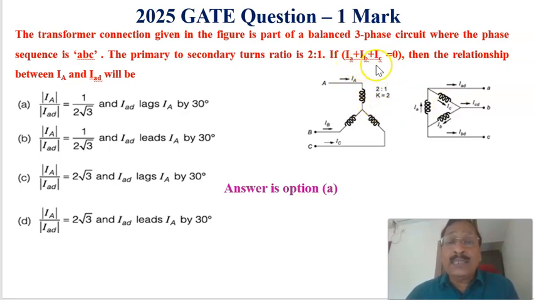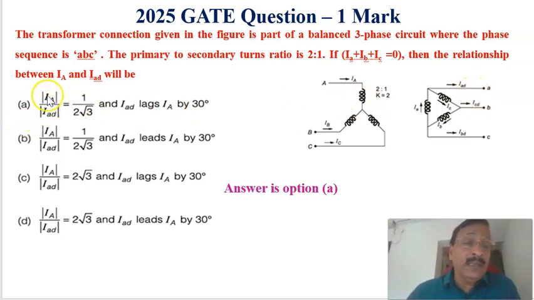And IA plus IB plus IC, that is the balanced case. The question is, what is the relation between this line current on the primary, capital IA, and IAD, the line current on the secondary? What is the relation between these two line currents? So that is the question.